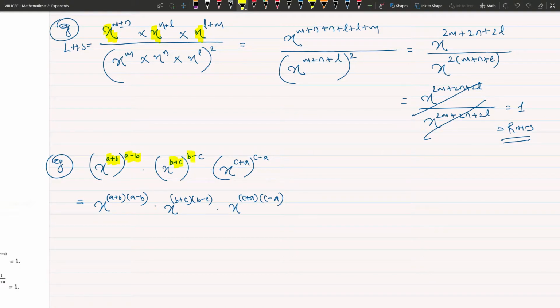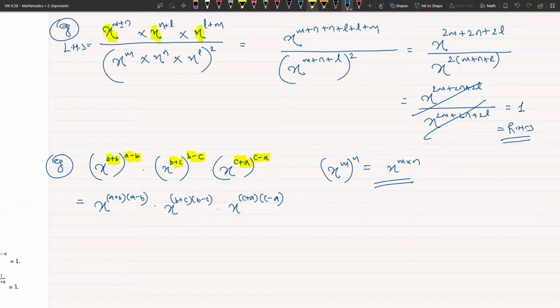ये सब को multiply कर दिया मैंने, ठीक है, base को as it is रख के. और ये identity कौन सा law use किया मैंने? X raised to m the whole raised to n is equal to x raised to m times n. बहुत बार हमने use किया.